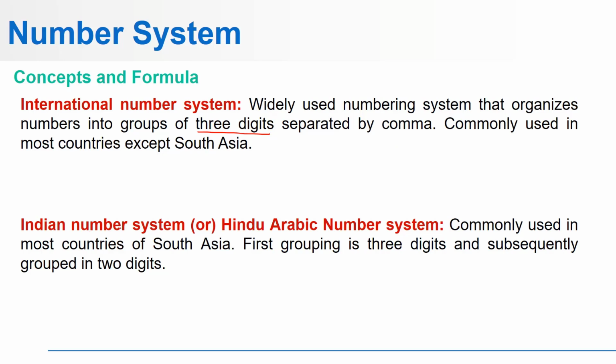The next one is Indian number system or Hindu-Arabic number system. This one is commonly used in countries of South Asia, but the first grouping is in 3 digits and subsequently it is grouped in 2 digits. Let us see an example for both cases.